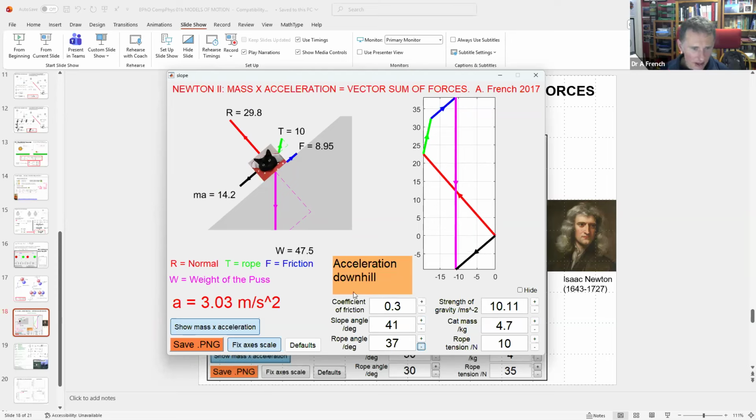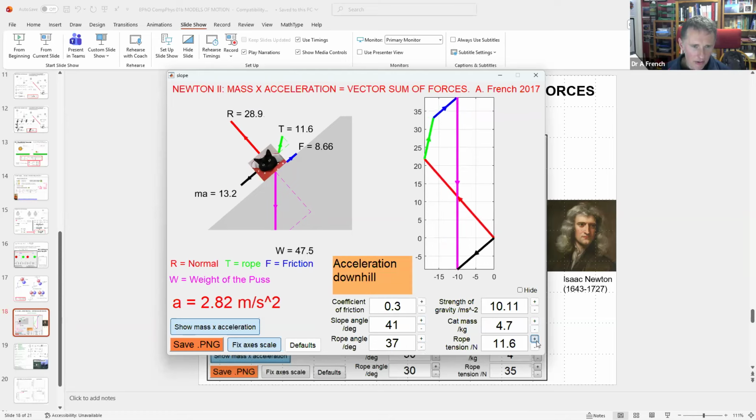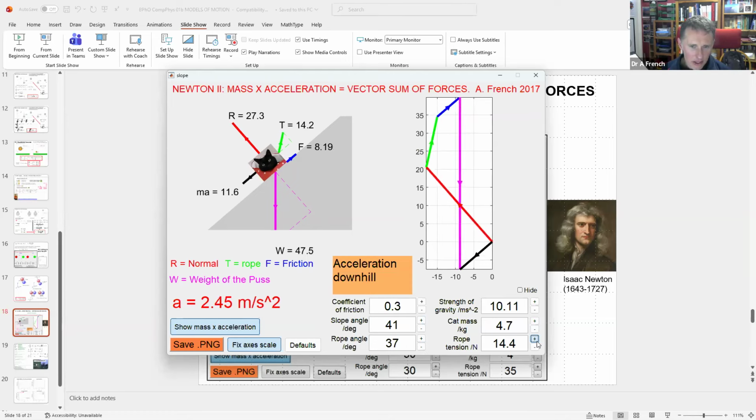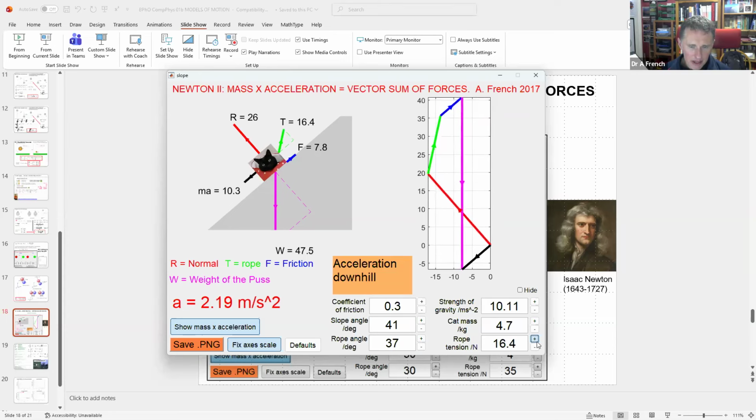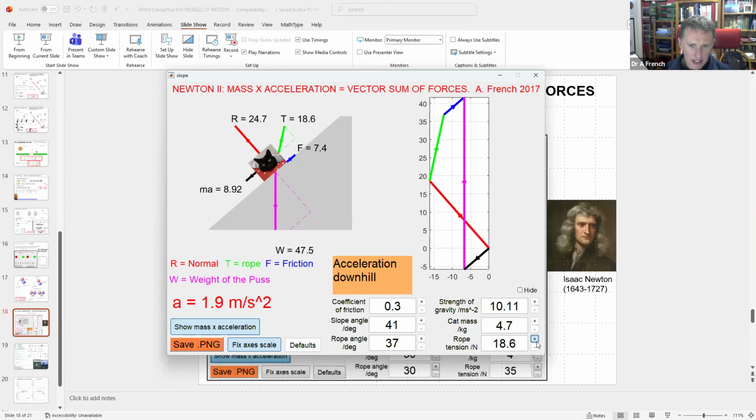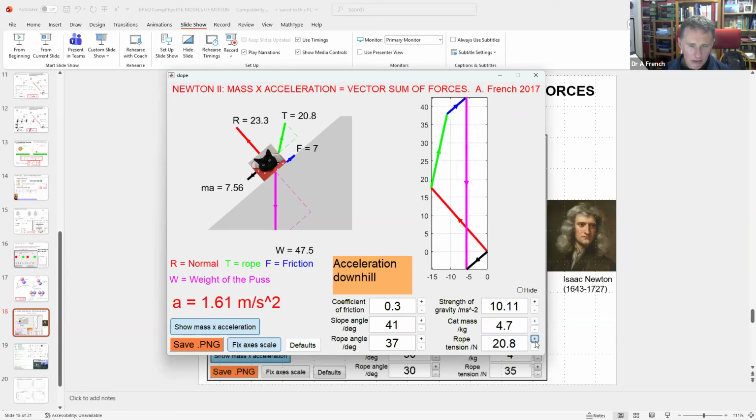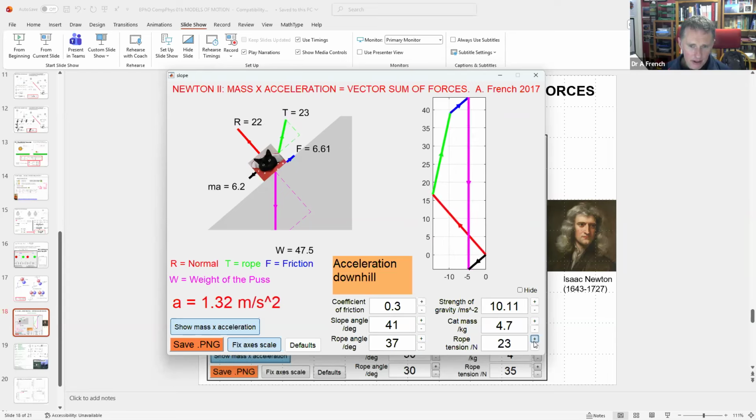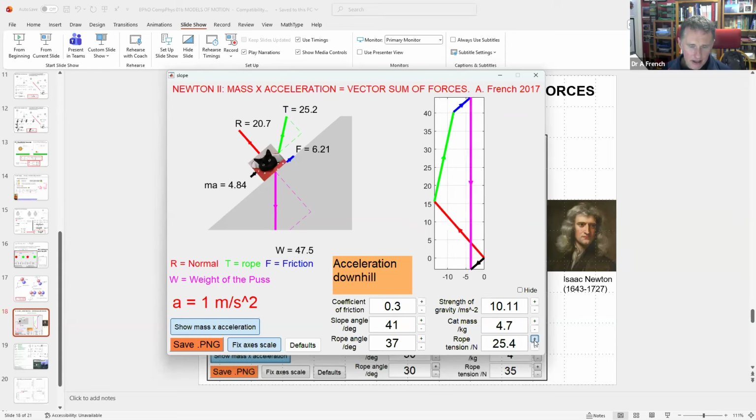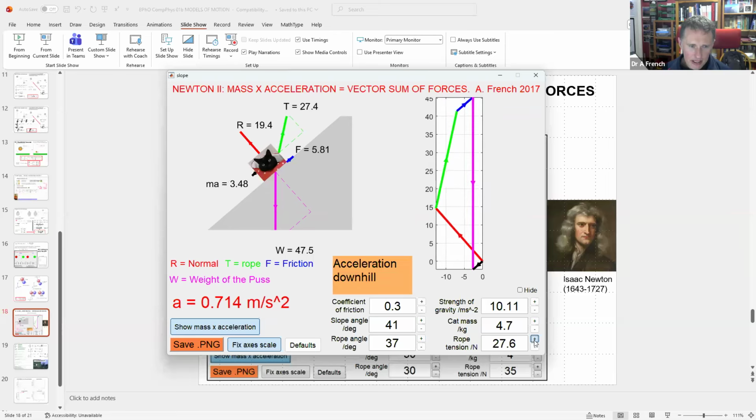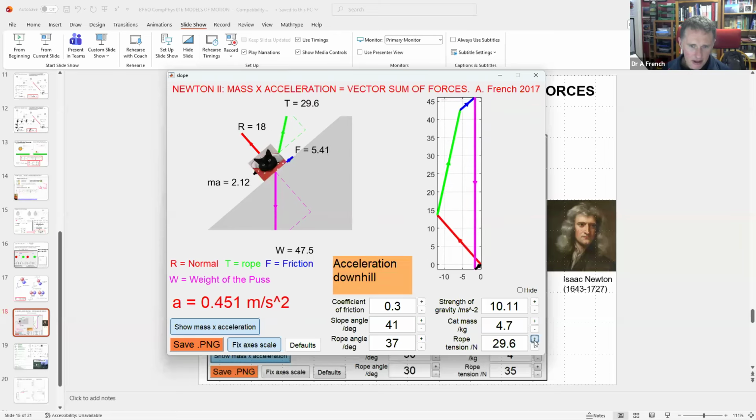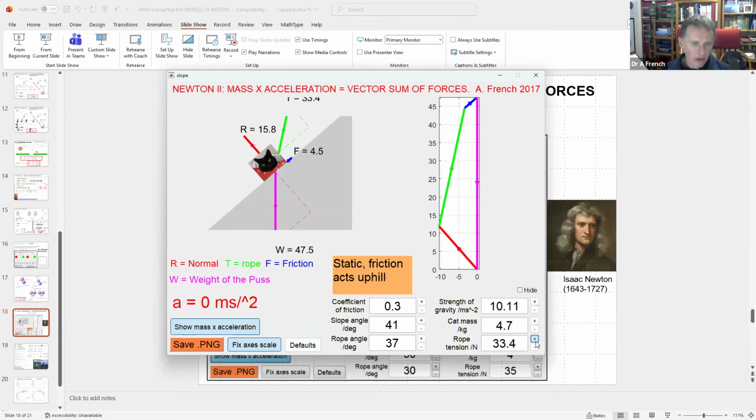All right, so for example, if I make my rope tension a bit bigger, we go from downhill, and eventually what you'll see is the acceleration gets smaller and smaller downhill until we get to some form of equilibrium. So there we are, nearly there. And you can now see acceleration getting to zero. And now we've got static friction acting uphill.